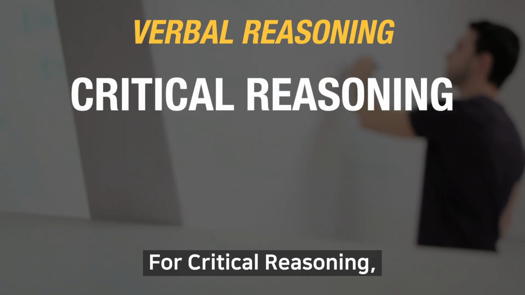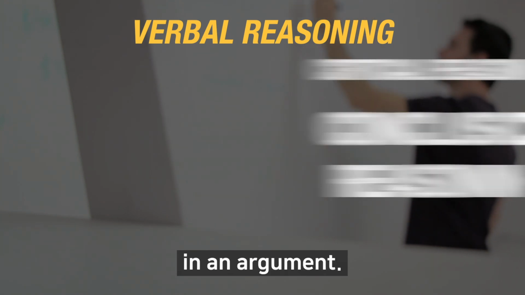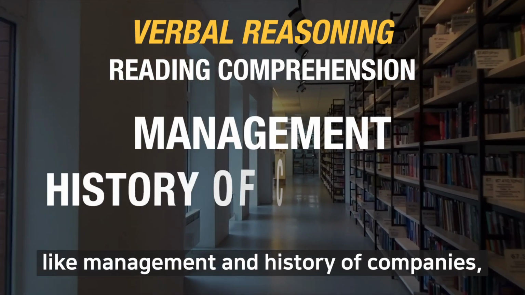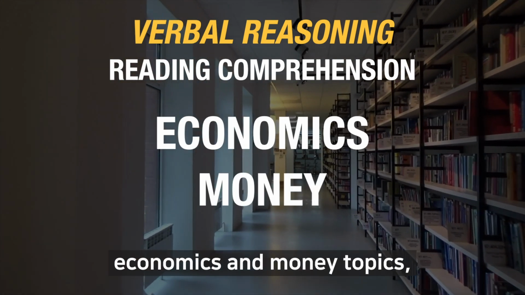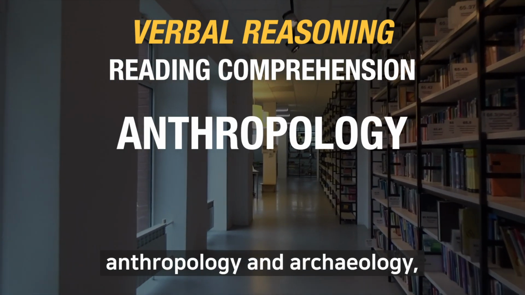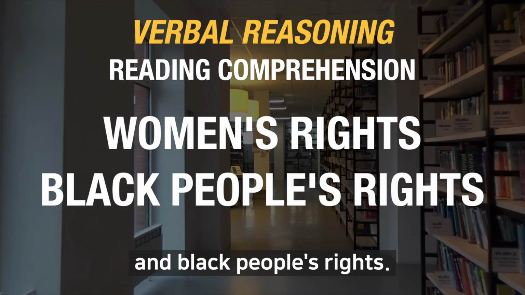For critical reasoning, learn to find the conclusion and reasoning behind the conclusion in an argument. For reading comprehension, get familiar with business reading like management and history of companies, economics and money topics, science like astronomy and biology, anthropology and archaeology, and social science like women's rights movement and black people's rights.